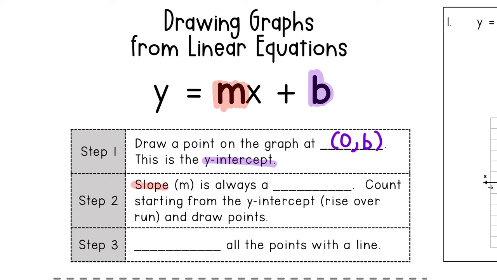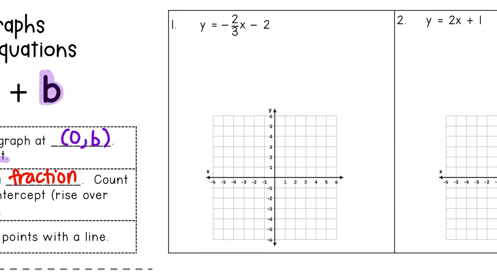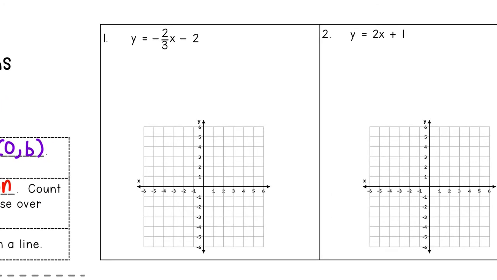And remember that slope is always a fraction. So even if it looks like just a whole number, you need to convert it into a fraction. This way, we can count rise over run and draw some points. And once you have a few points drawn in, all you have to do is connect all the points that you have. Okay, so let's look at a few examples. So if you open up your notes and let's look at example number 1.